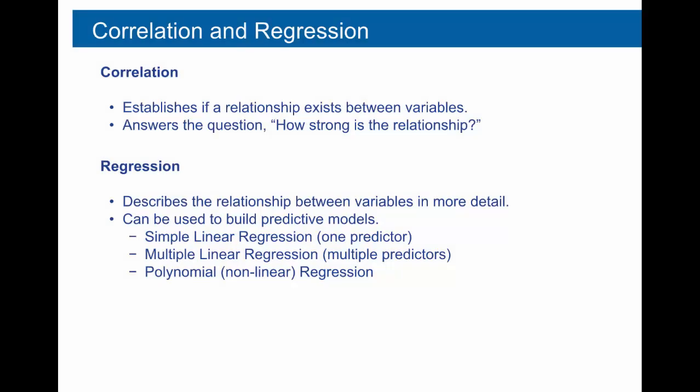Now, let's talk some about correlation and regression. Correlation establishes if a relationship exists between variables and answers the question, how strong is the relationship? Regression describes the relationship between variables in more detail. It can be used to build predictive models using simple linear regression, that's one predictor, multiple linear regression with multiple predictors, or polynomials with non-linear regression.